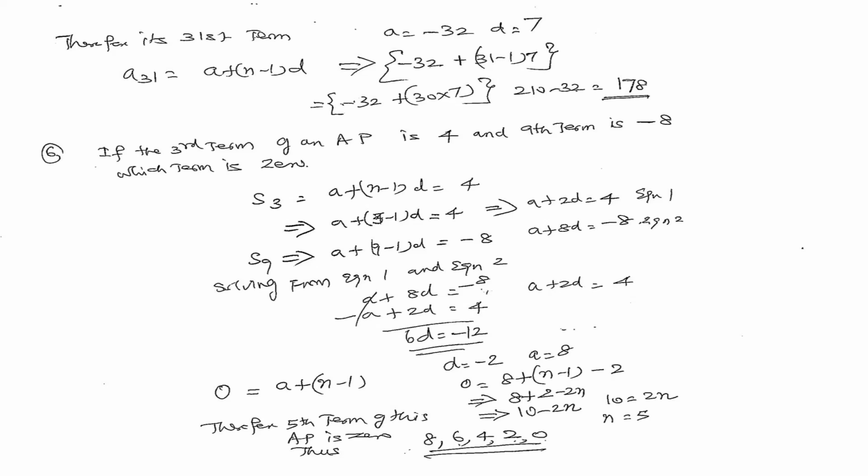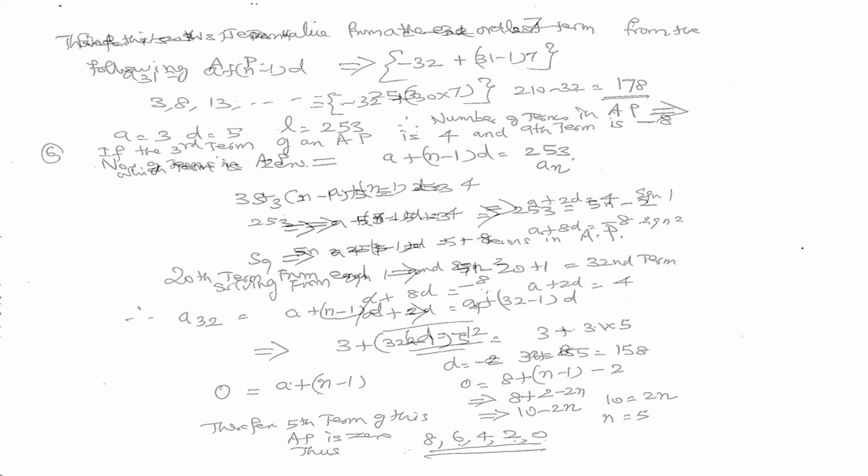Now, the term whose value is 0: 0 = A + (n - 1)D. Therefore, 0 = 8 + (n - 1) × (-2). That takes you to 10 - 2n = 0. That is 10 = 2n, n = 5. Therefore, the fifth term of this AP is 0.